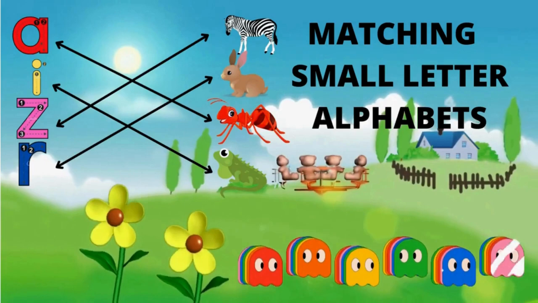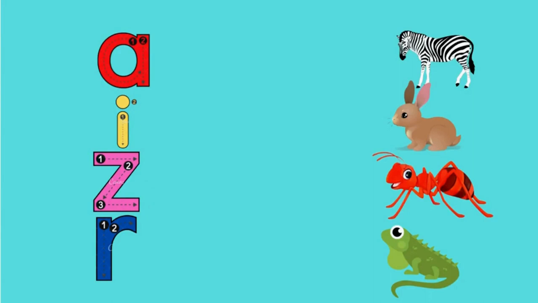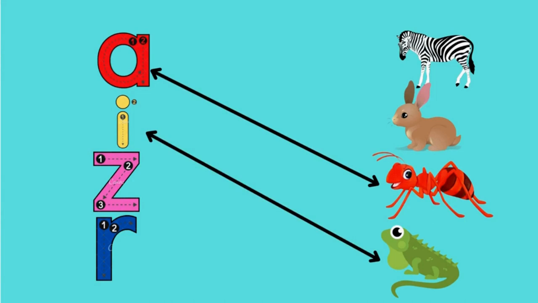Hello kids, let's match the alphabets. A is for ant. I is for iguana. Z is for zebra. And R is for rabbit. Yes.